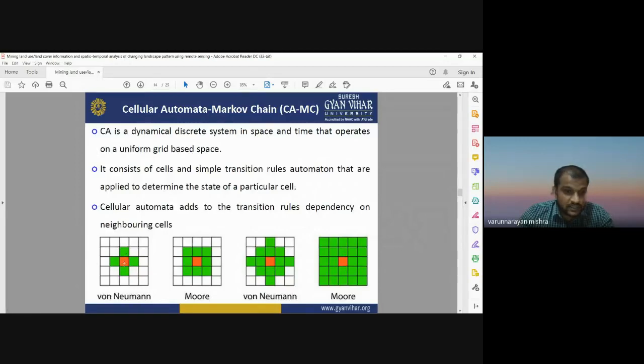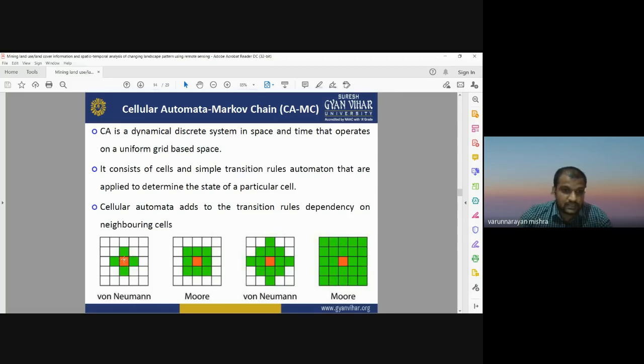Suppose here a red pixel, this is a cell. So this red pixel is surrounded by some other pixels. So what is the probability of the changing of this red pixel into any of the surrounding pixel? It will be calculated, and its spatial distribution will be described by cellular automata. So cellular automata adds the transition rule depending on the neighboring pixels.